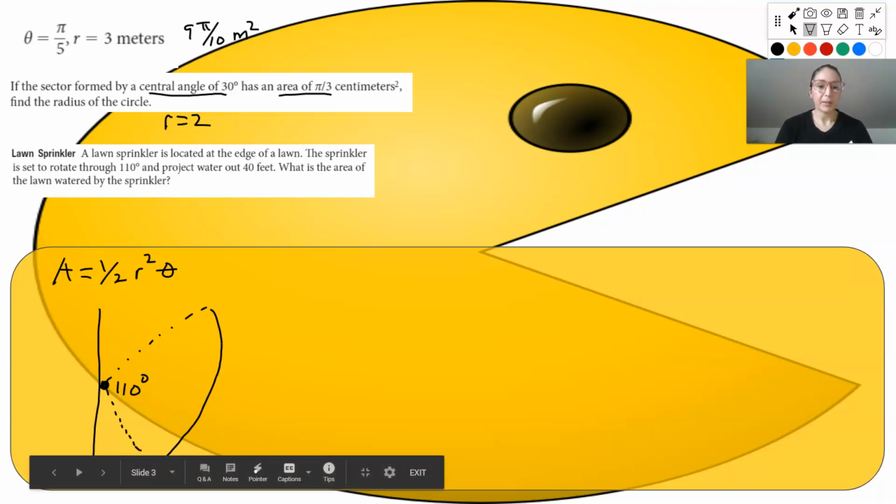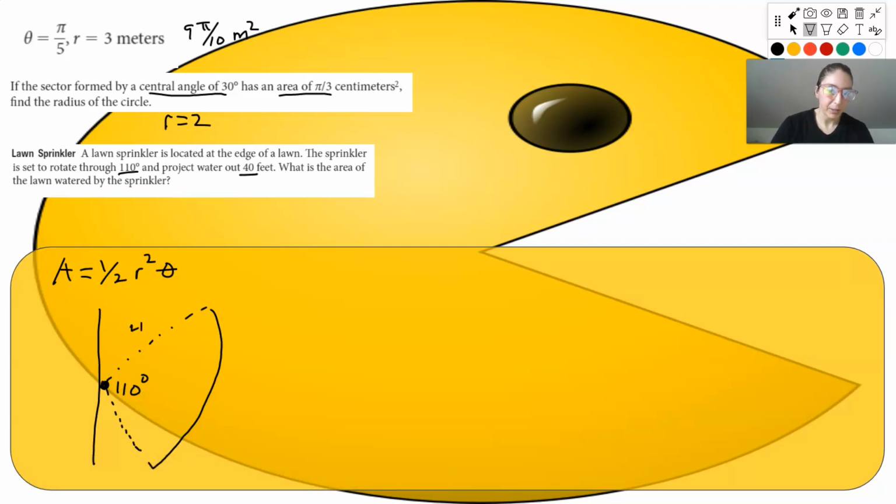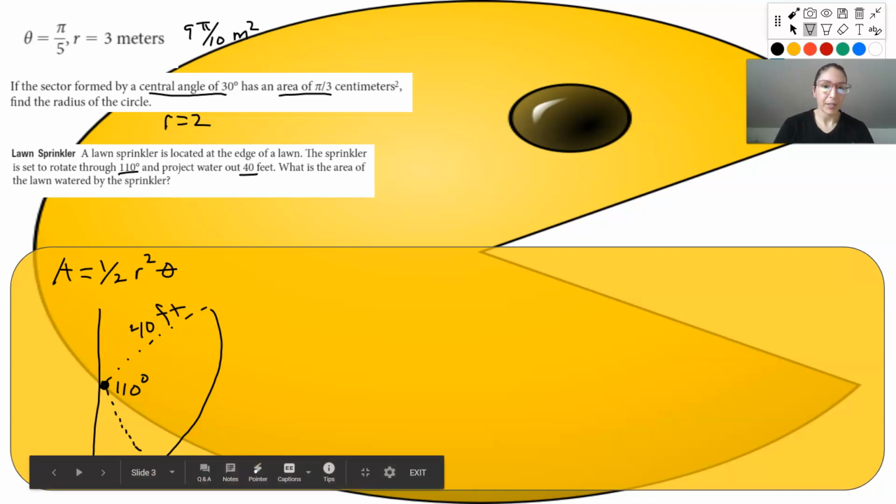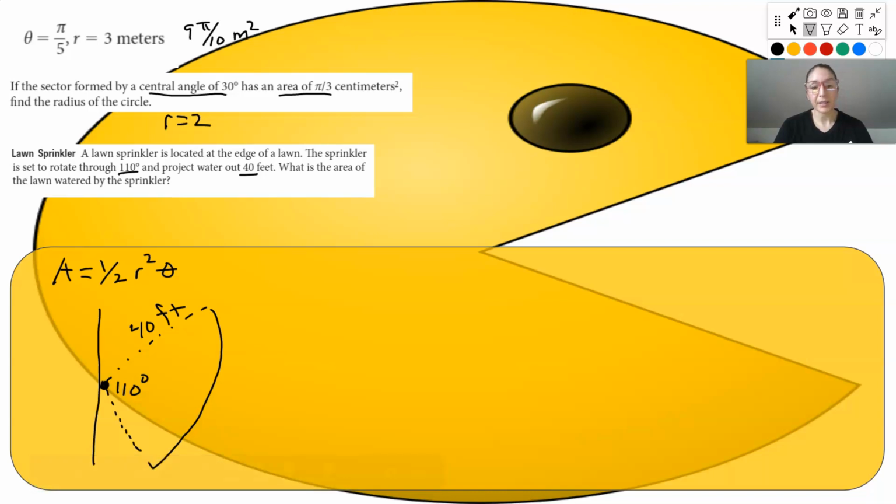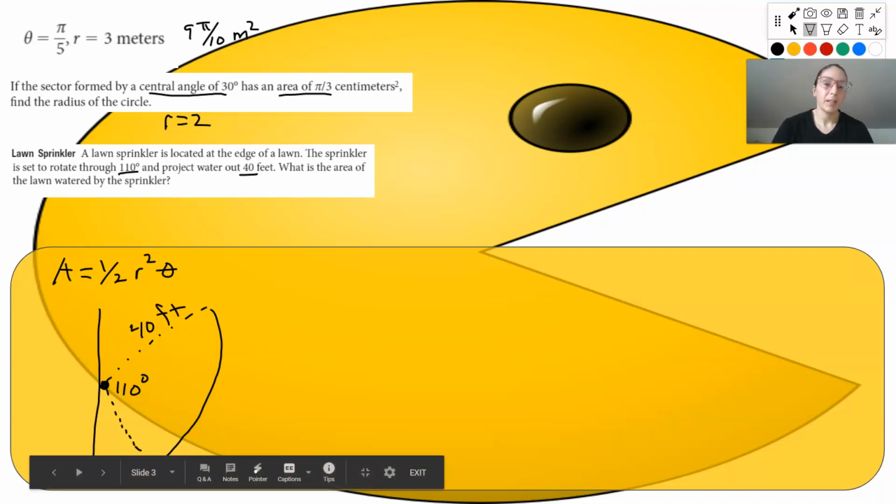If you've ever seen a lawn sprinkler, this is basically how they work if they don't circle all the way around. And then what else do I know? I know my central angle, and the water goes out 40 feet. That means the radius, the water shooting out, is 40 feet. So I have a radius, I have a central angle. So now let me find the area of this lawn that's watered by the sprinkler. Basically, can you find the area of this sector?